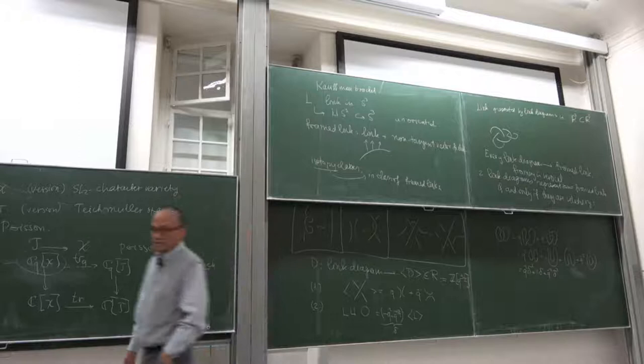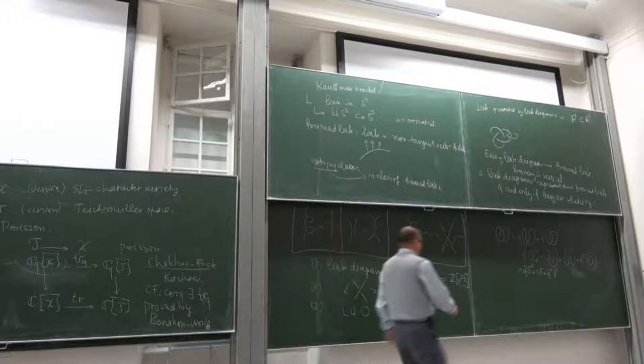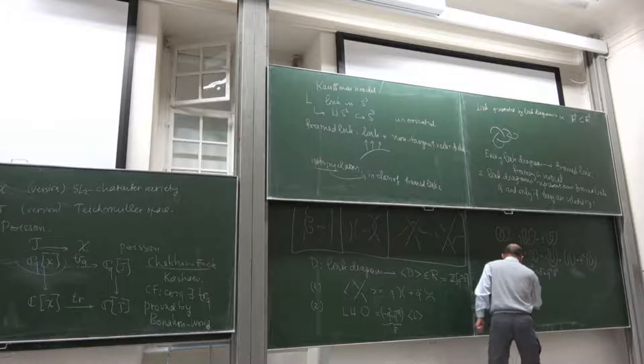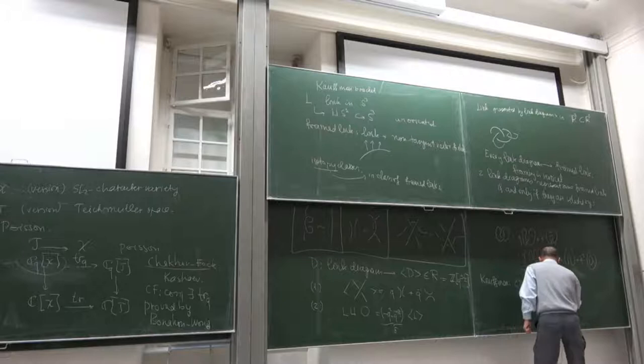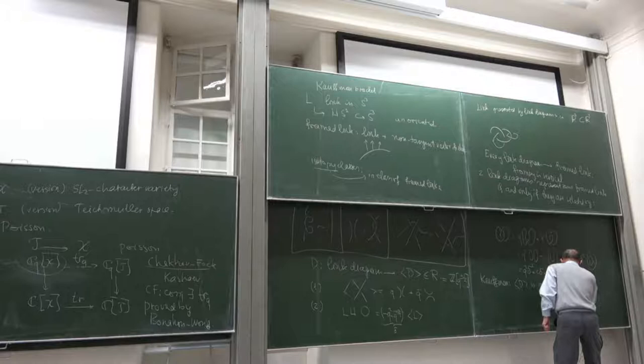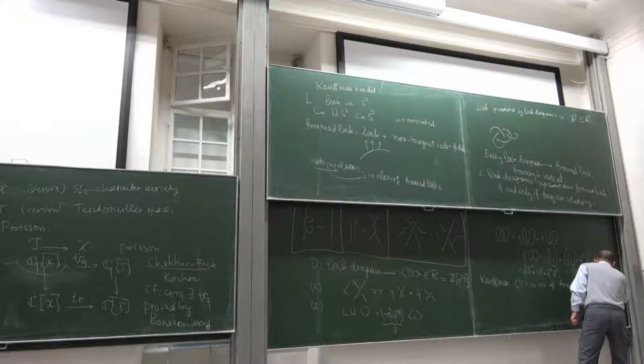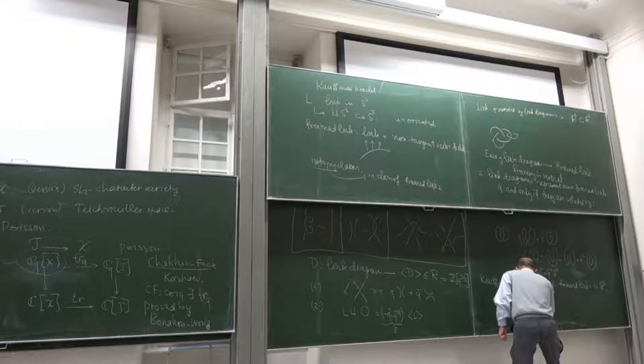Now what Kauffman showed is that this one here is actually an invariant of framed links in R3. And this is equal to the framed Jones polynomial.